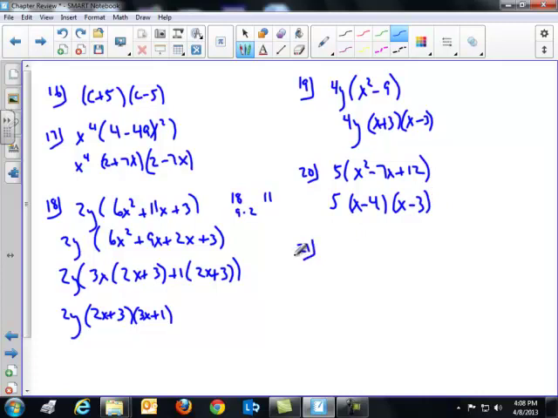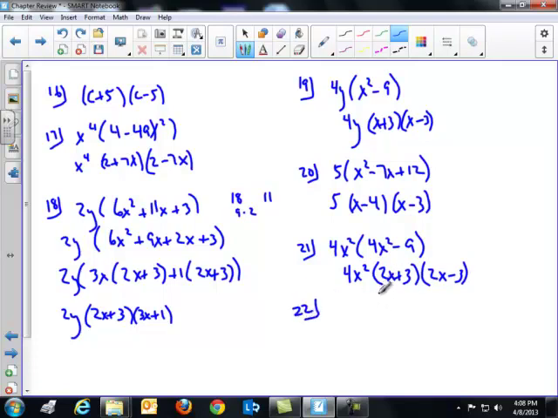Number 21, we can factor 4x squared out of there, leaving us with 4x squared minus 9. Alright, that factors down, again, a difference of squares. We seem to have a lot of difference of squares. 2x plus 3 times 2x minus 3.